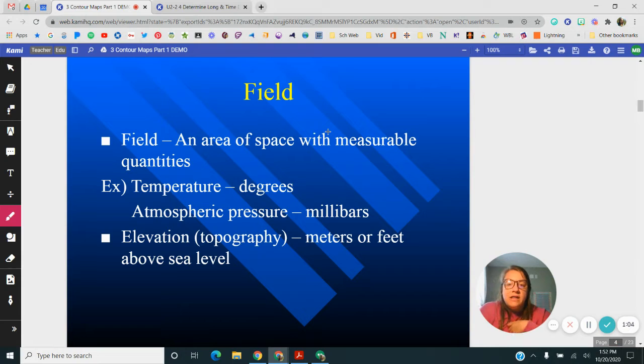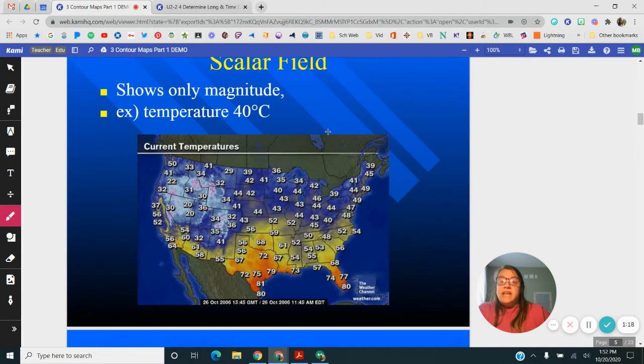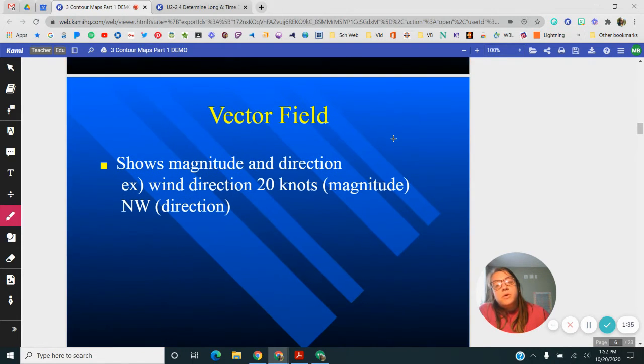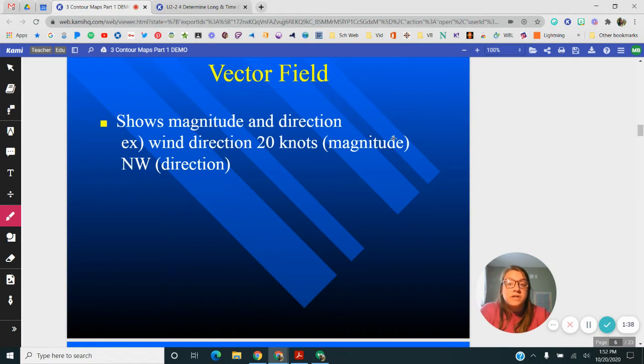You also need to understand that elevation is the meters or feet above sea level. Usually elevation has to do with land and how high land is up from sea level. You also need to know what a scalar field is: a scalar field shows only magnitude. So in this map, it only shows temperature. It doesn't show the direction that it's moving in. Sometimes when you show just atmospheric pressure, that can be a scalar field as well. But if you were to show magnitude and direction, like what the temperature is and which direction it's going in, that would be a vector field.